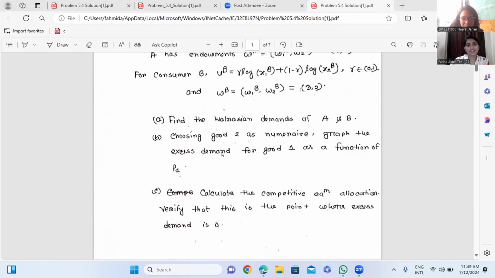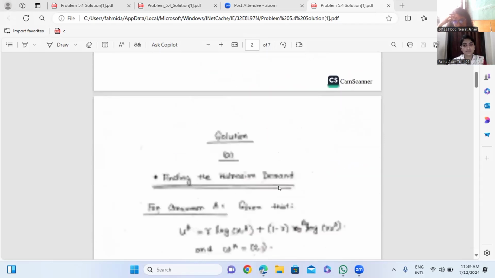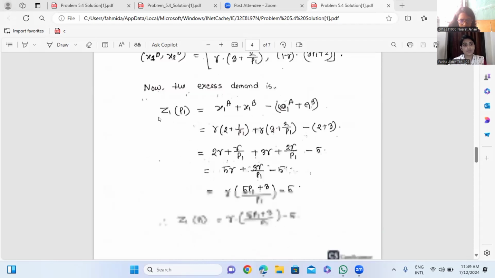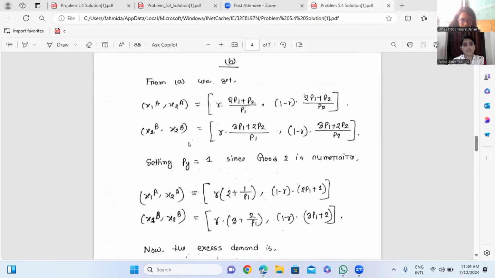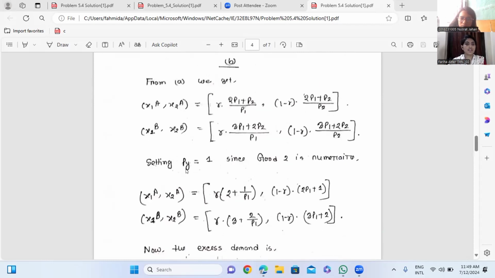Okay, proceed. The question says that choosing good 2 as the numeraire, graph the excess demand for good one as a function of P1. So we need to first find the excess demand. From A, we get our Walrasian demand for both goods for both consumers. In this demand, we are putting the value of price, so sorry, I think this is not Q1, it will be P2. Yes. Right. So P2, P1. After rearranging this, writing P2 equal to 1, we get this.